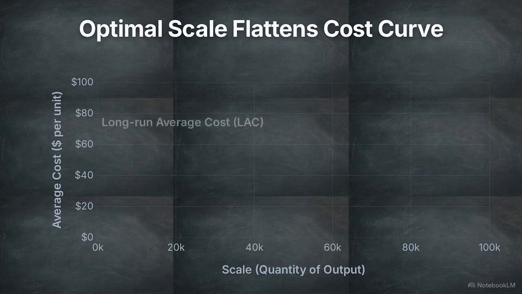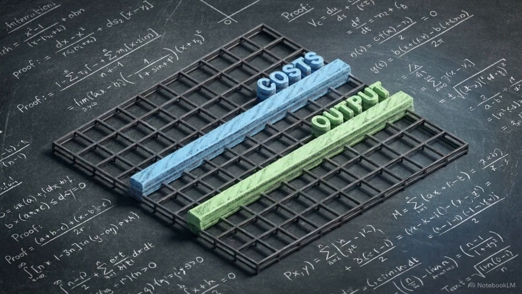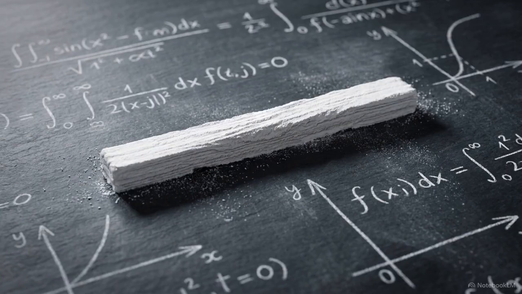This vector graph plots a standard long-run average cost curve. It measures the cost efficiency of a system as it grows. Constant returns to scale maps exclusively to the flat, horizontal bottom section of this curve. The logic is absolute. If your input costs and your total output scale by the exact same lambda factor, your average cost per unit must remain perfectly constant.